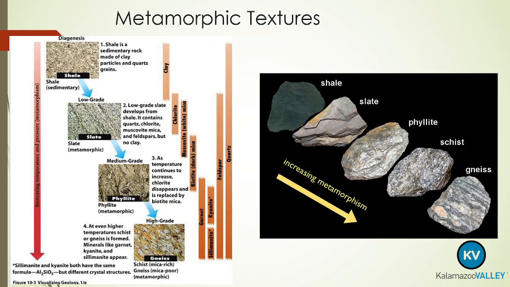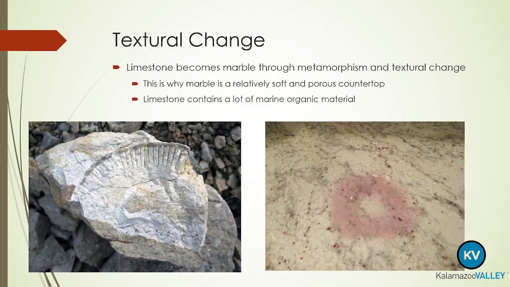So just by taking a glance at the texture of a rock, you may not be able to identify it right off the bat, but you may now be able to say whether or not it's undergone a very high degree of metamorphism or a low degree, or maybe even none at all. As we discussed earlier, limestone will metamorphose into marble given the right conditions, and this is a textural change rather than a mineralogical change. That's why marble is, again, somewhat porous and soft and fragile and can sometimes become stained over time because of the soft organic material contained in limestone or its parent rock.